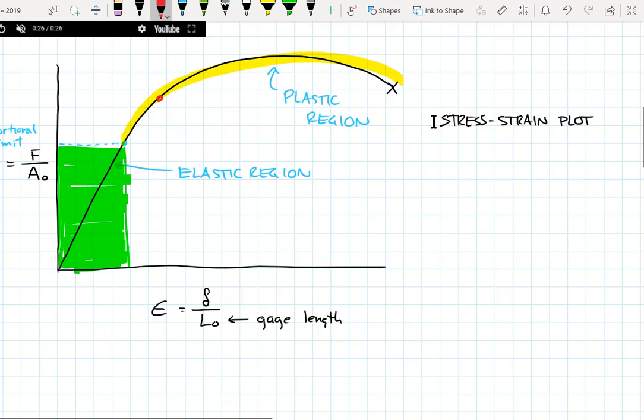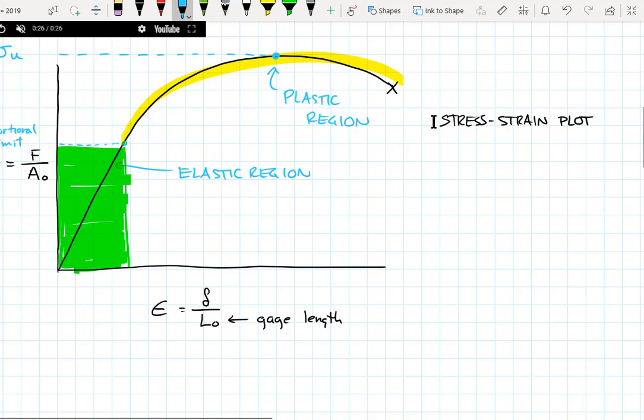I want to do that before it goes into service. So we will probably not want to exist in this plastic region. But there is one point here, this peak, that we might want to pay attention to. This peak, if I read it off of the graph over here, this is sigma U, the ultimate strength of the material. If I exceed that point, see how the graph starts turning downward?